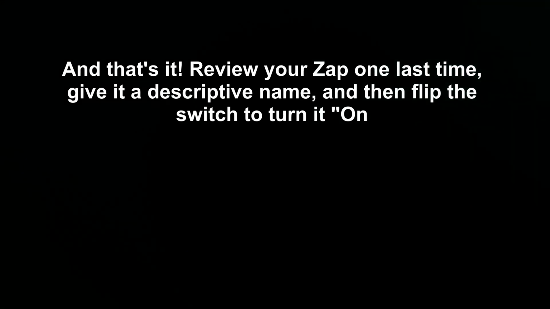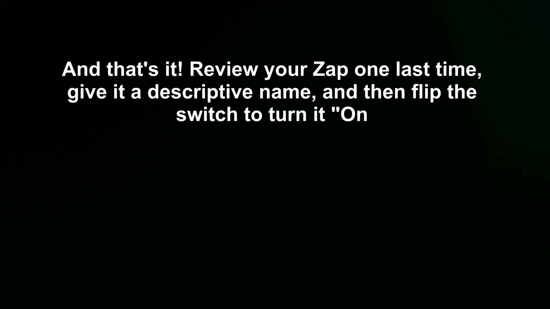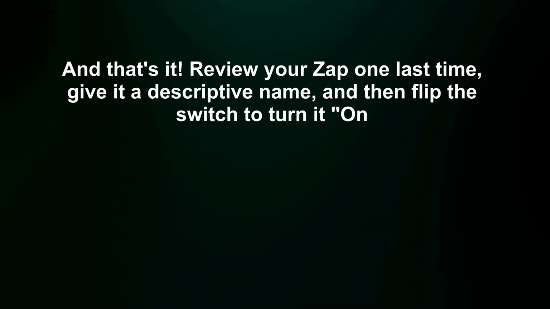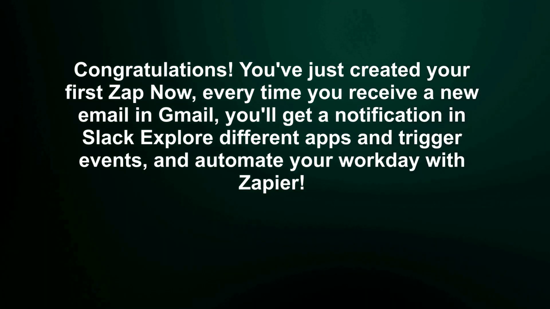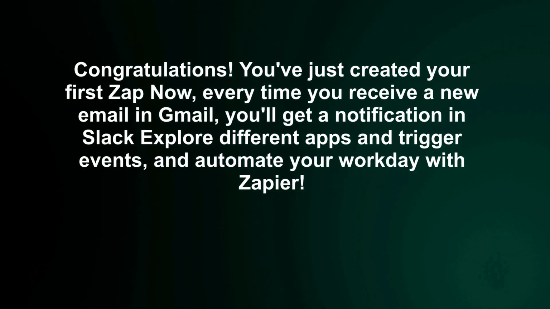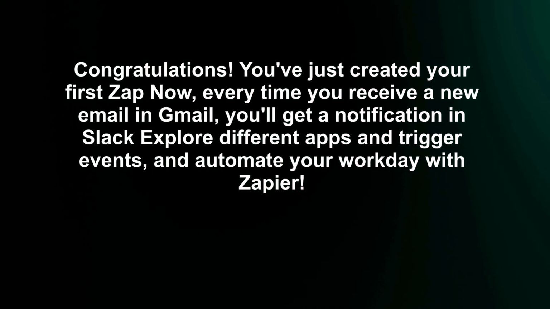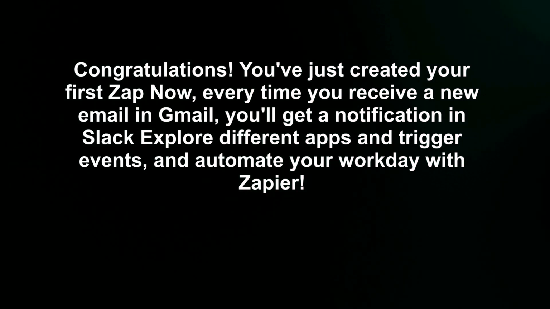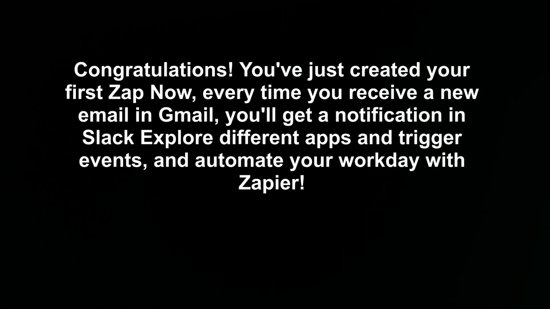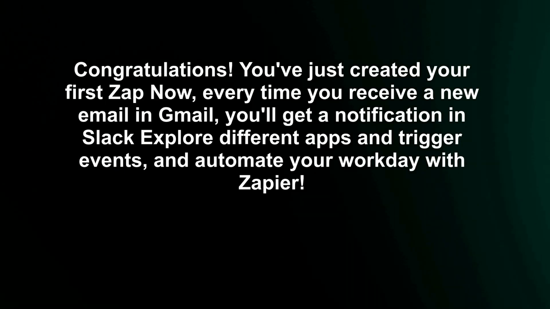And that's it. Review your Zap one last time, give it a descriptive name, and then flip the switch to turn it on. Congratulations! You've just created your first Zap. Now, every time you receive a new email in Gmail, you'll get a notification in Slack. Explore different apps and trigger events, and automate your workday with Zapier.